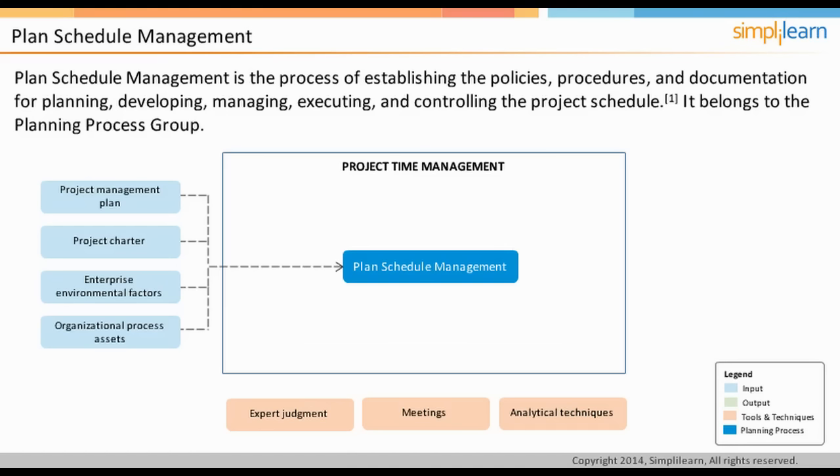Now, let us look at the outputs of this process. Schedule management plan is a component of the project management plan that describes the criteria and activities required to arrive at the project schedule, as well as how the project may be baselined, monitored, and controlled. In the next screen, let us define activities process.